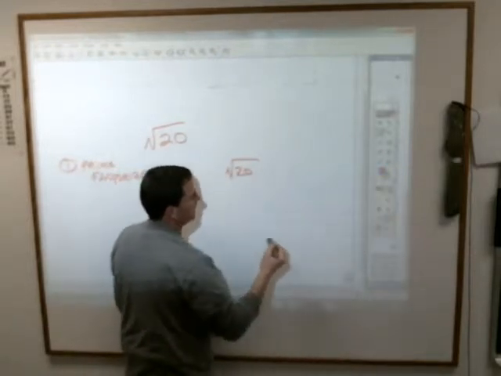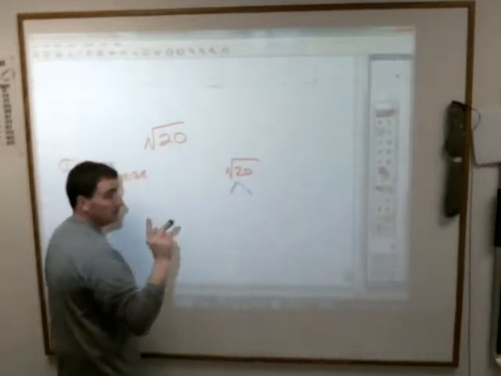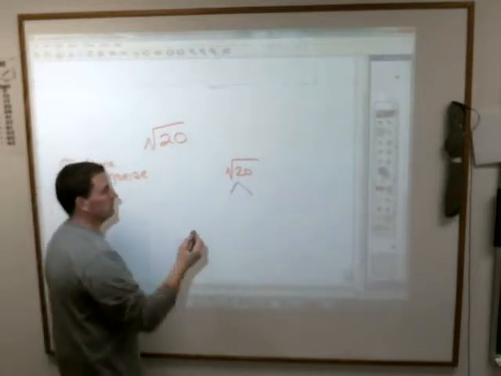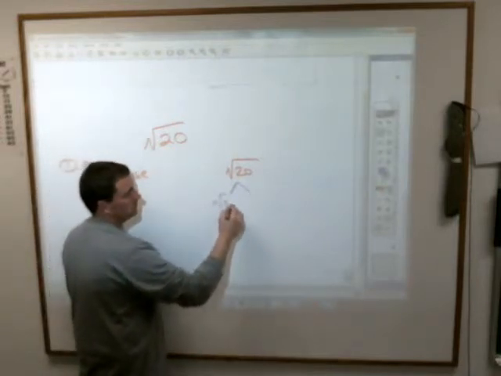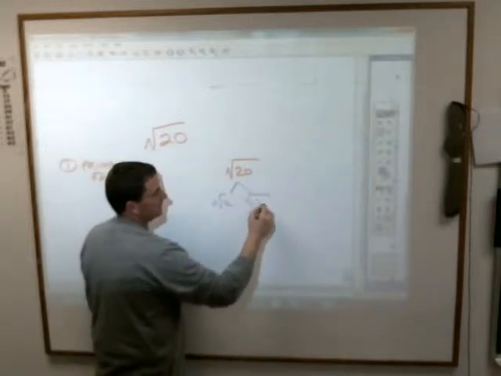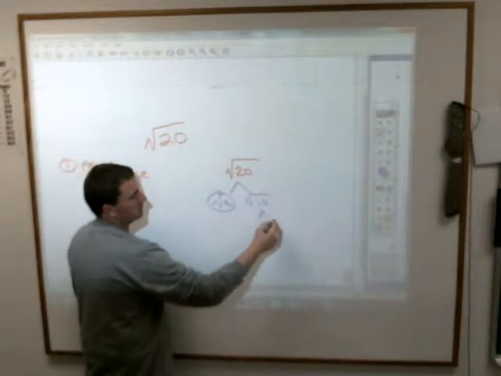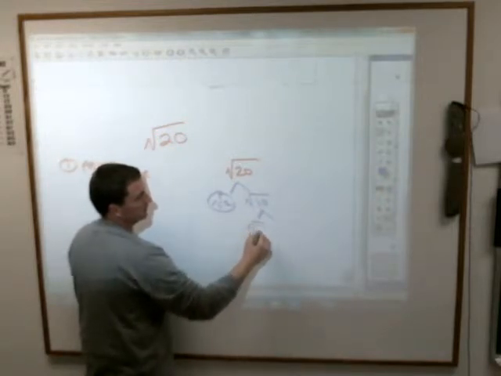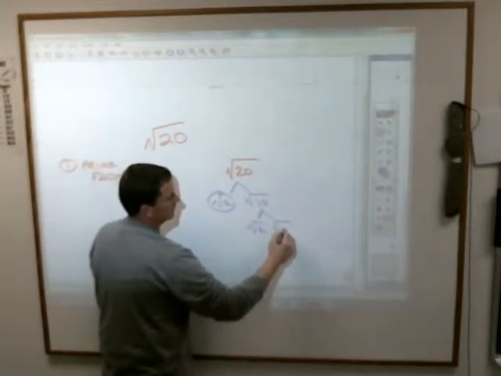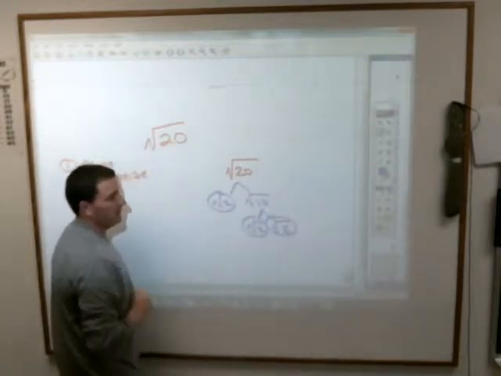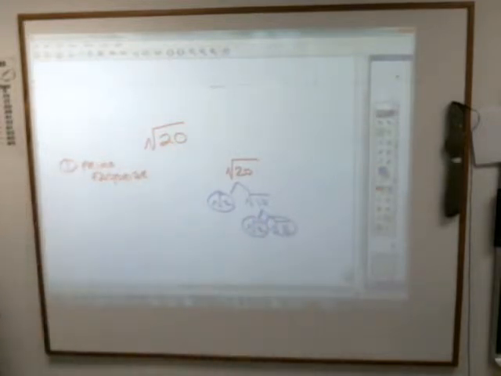The square root of 20 breaks down into, and you need to write these square roots down, don't start being lazy or whatever, the square root of 2 times the square root of 10. This one is prime, so you can stop. The square root of 10 breaks down into the square root of 2 times the square root of 5. And that is the prime factorization of that.